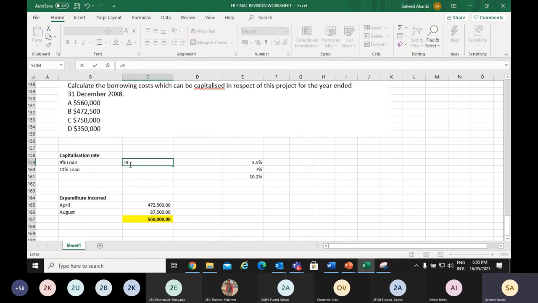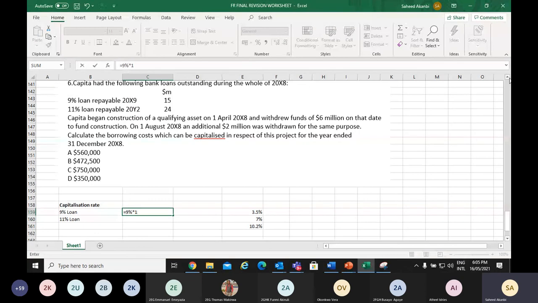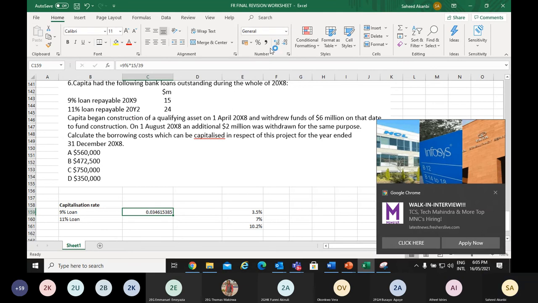9% multiply by 15 divided by 39. What is this figure? Can you tell me this figure? Oh yeah, now somebody should talk to me. It's 3.4. Okay. Now look at it.